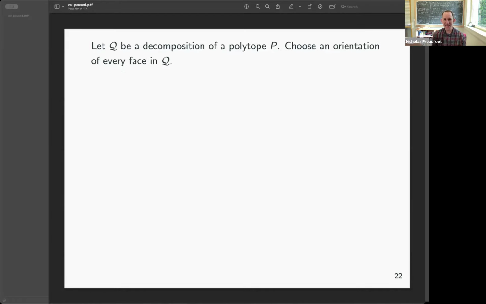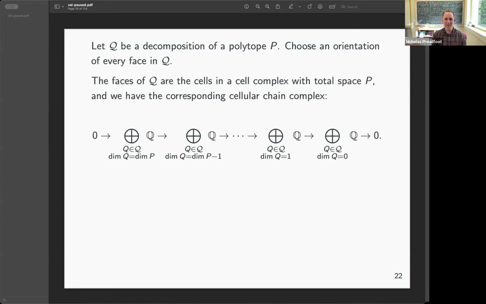So suppose I have a decomposition of a polytope P, and I choose an orientation of every face. I can think of this decomposition as a cell complex where the total space is P and the faces of the decomposition are the cells. And then I have a cellular chain complex for the cell complex. I've got here the 0 cells and the 1 cells all the way up to the dim P dimensional cells.